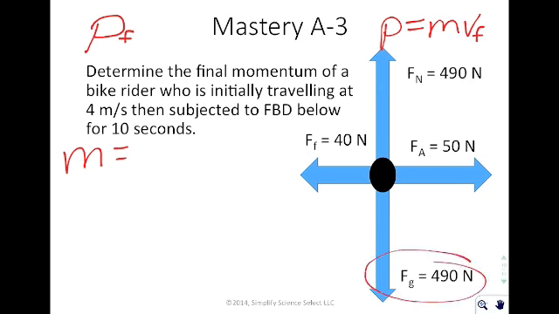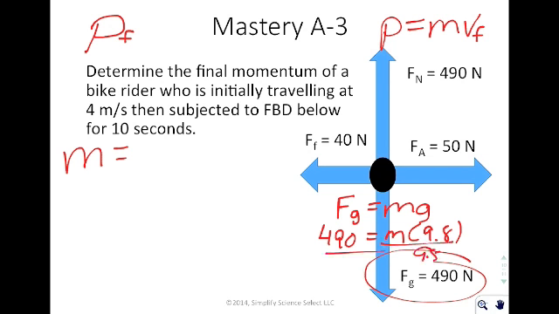Now since you have the free body diagram, you can say that the weight is equal to the mass times the gravity. Well, in our case, we know the weight is 490, we know mass is what we're trying to solve for, and we know gravity is 9.8. When we divide both sides by 9.8, we find out that the mass ends up being 50 kilograms. So that becomes one of the given pieces of information in calculating momentum.